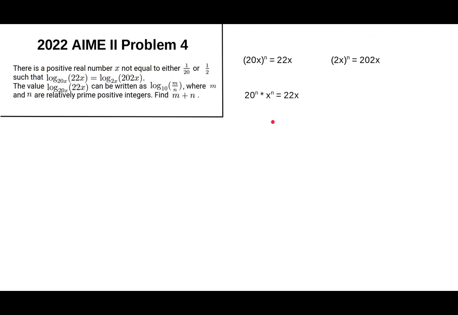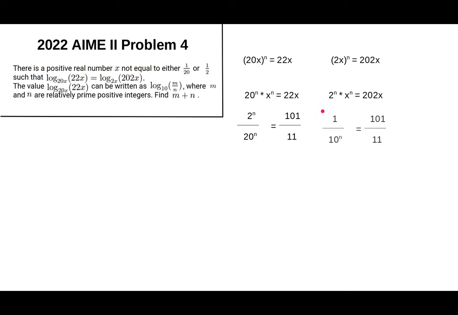Now we can expand these equations and make it 20^n times x^n equals 22x. When we do the same with the other side, we get 2^n times x^n is 202x. When we divide the second equation by the first equation, we get 2^n over 20^n is 101 over 11, because the x^n cancels out, and 202 over 22 becomes 101 over 11.